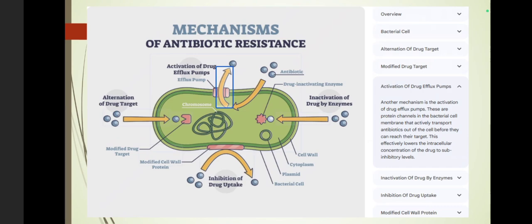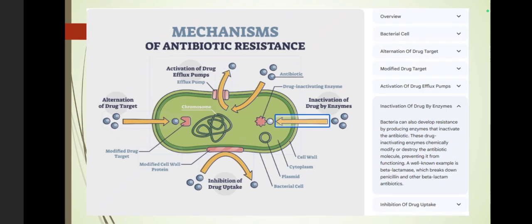Then activation of drug efflux pump. Another mechanism is the activation of drug efflux pumps. These are protein channels in the bacterial cell membrane that actively transport antibiotics out of the cell before they can reach their target. This effectively lowers the intracellular concentration of the drug to sub-inhibitory levels.